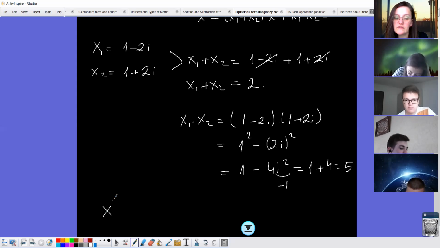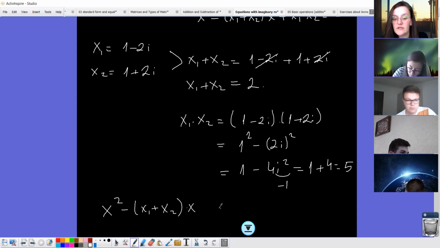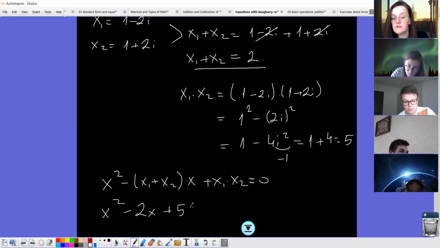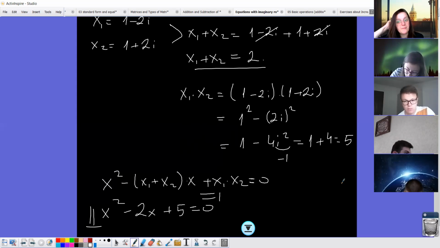Now, x squared minus (x1 plus x2) x plus x1 times x2 is equal to 0. Then x squared minus what we found, x1 plus x2 is 2, so 2x, plus x1 times x2, which is 5. So this is the equation whose roots are 1 minus 2i and 1 plus 2i.